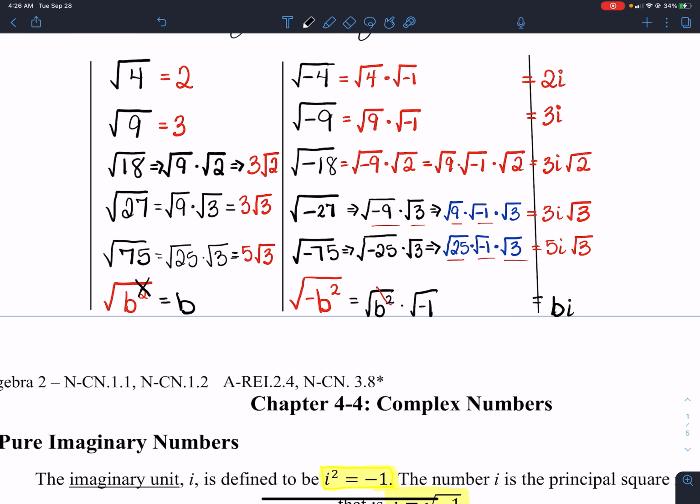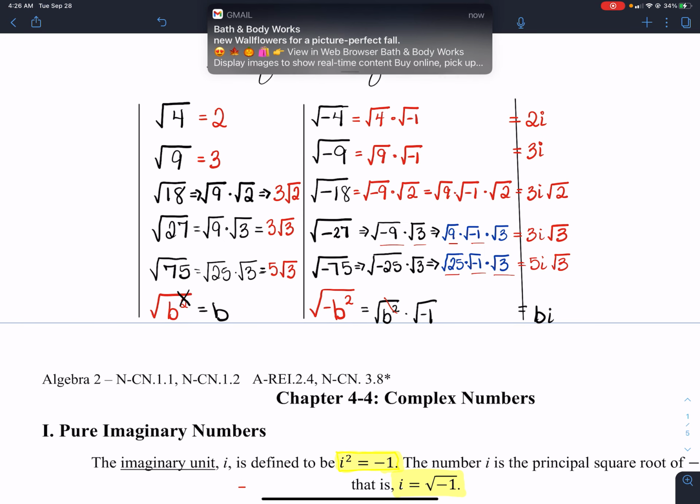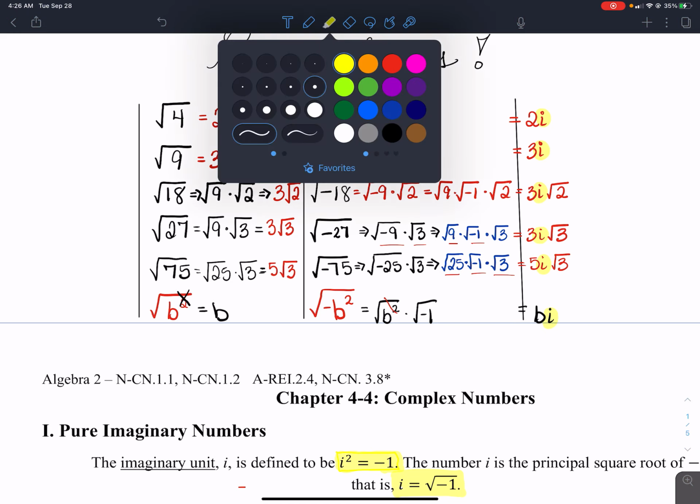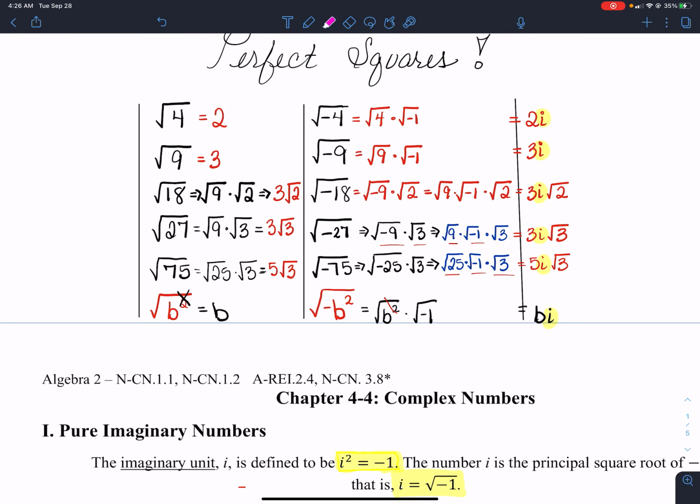Okay? So what I want you to see is in this very last column, every time that I had a negative under the radical, all my answers had an I in them. Okay, so whenever I see a negative, I know there's going to be an I, and it's always going to be following the coefficient that comes out to the outside. The radical part, if there's a radical value that still needs to remain under the radical, that just stays off to the right side. Okay.